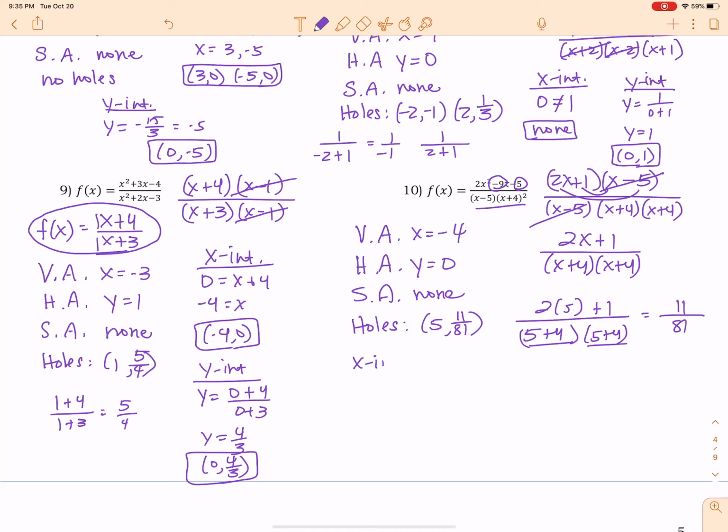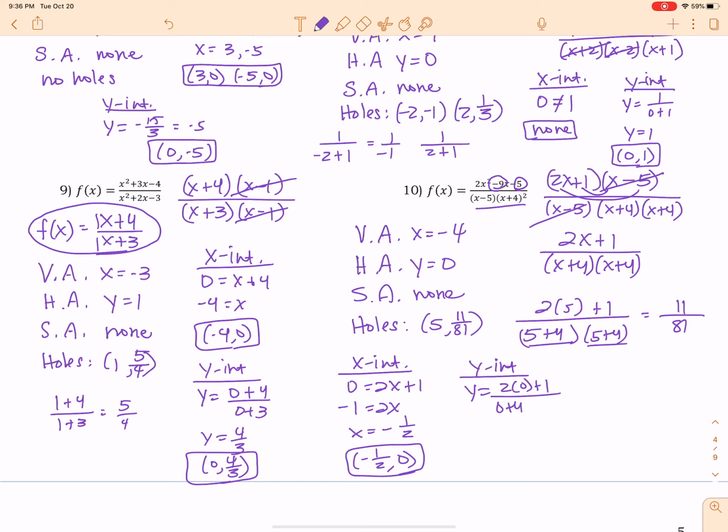All right, so x-intercept, we're almost done, yay! Set the numerator equal to 0. So -1/2, 0 is your x-intercept. Your y-intercept occurs where x is 0. So I've got 0 plus 1 over 4 times 4, which is 16. So 1 over 16. There's your y-intercept. Awesome. I hope you've enjoyed this lovely purple writing.